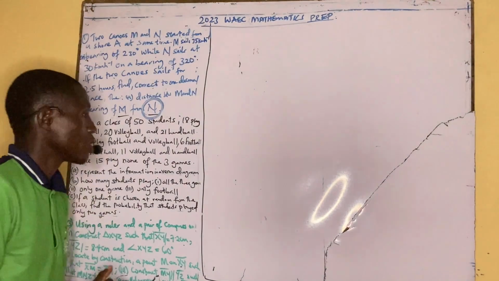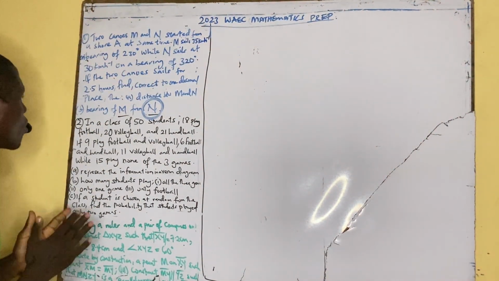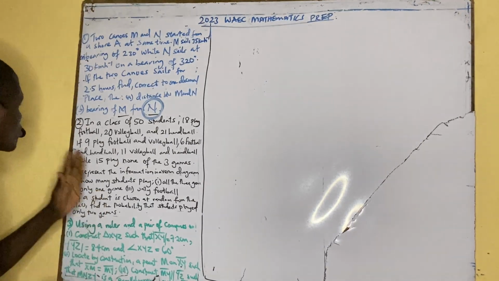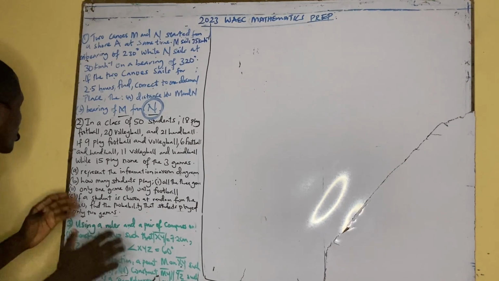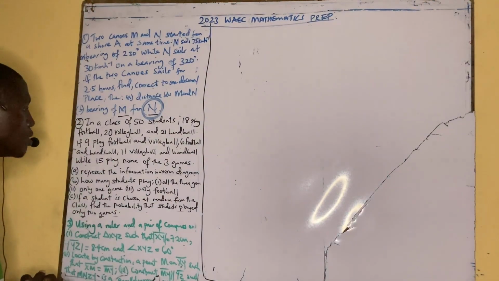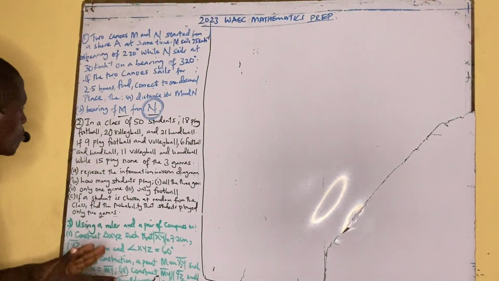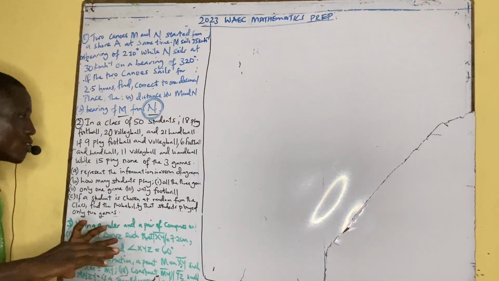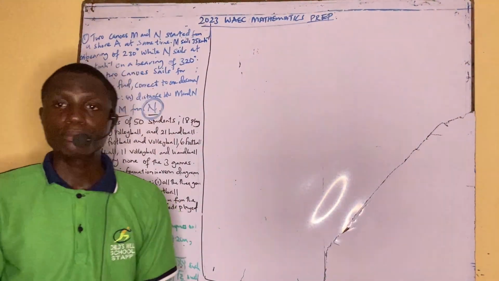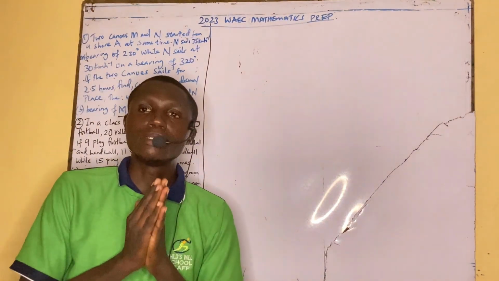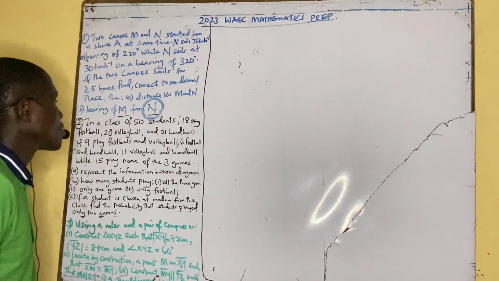So number two question says that in a class of 50 students, 18 play football, 20 play volleyball, and 21 handball. If 9 play football and volleyball, 6 football and handball, 11 volleyball and handball, while 15 play none of the 3 games. Represent the information in a Venn diagram. You can see that this question is basically on a Venn diagram. So now how do you go about a Venn diagram?